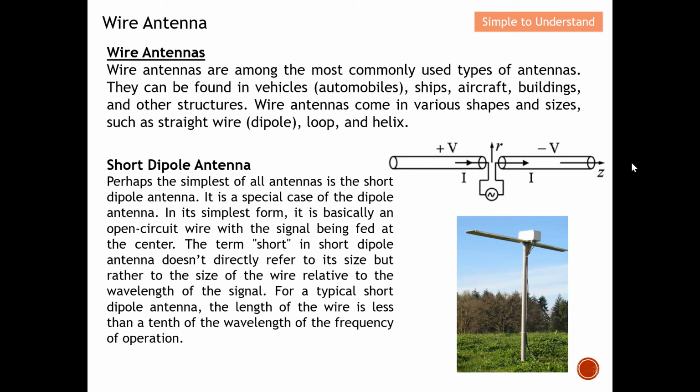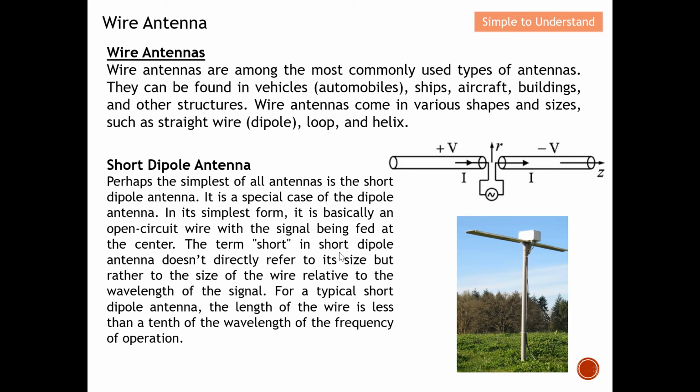You can see that this is actually an open circuit on the two ends here, with the signal being fed at the center. Over here, we can see that the signal is being fed at the center, and you can see that the two sides are open ends. So basically, this is what is called a short dipole antenna.